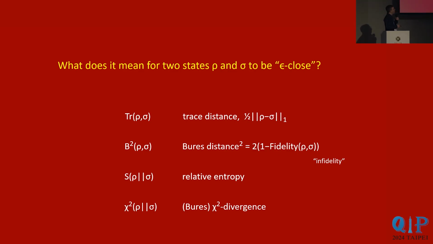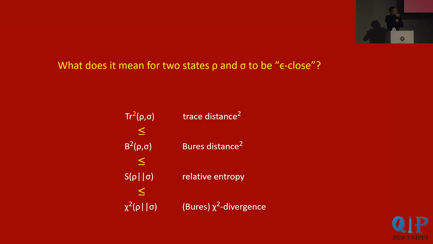Now, one way to keep track of all these quantities is to know that they're ordered here in increasing size, at least if you square the trace distance. So you might notice I stuck a square on the trace distance there. When you do that, you get this chain of inequalities: trace distance squared is smaller than infidelity, that's smaller than relative entropy, and in turn that's smaller than chi-squared divergence. So the trace distance squared is the smallest, and the chi-squared is the largest.